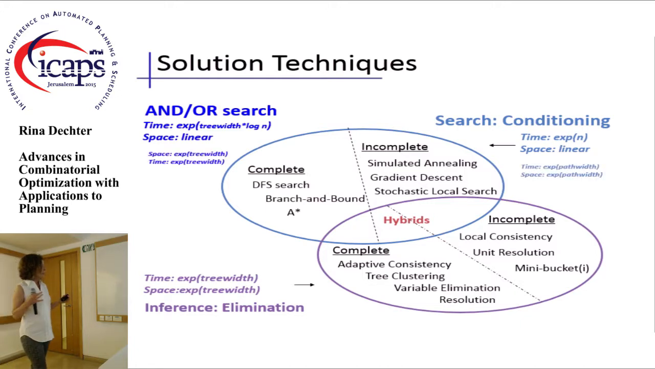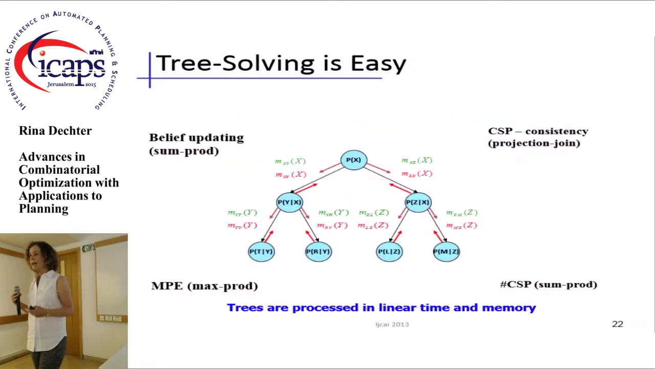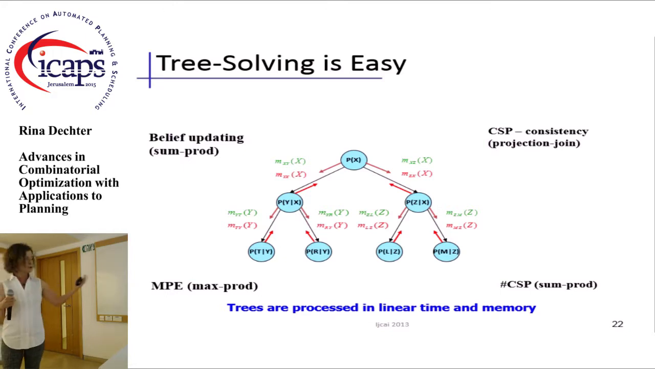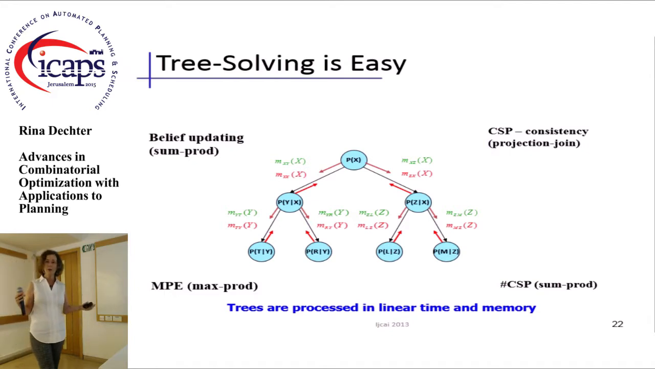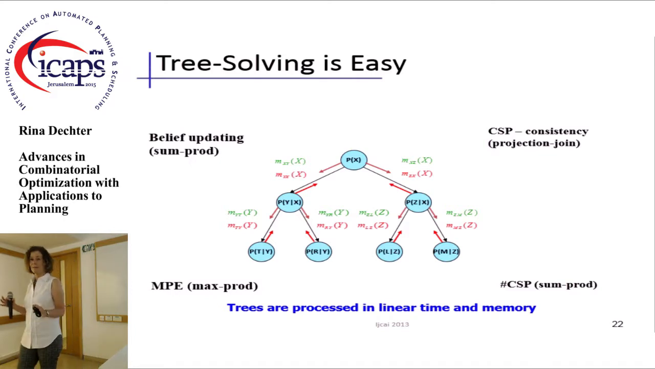And everything starts from the observation that if you have a graphical model whose primal graph does not have cycles, you can answer almost all the queries that we talked about in linear time and space. And that's the power of everything you can think of.